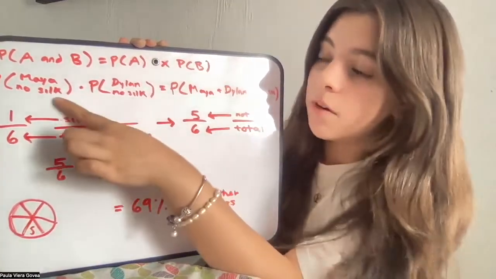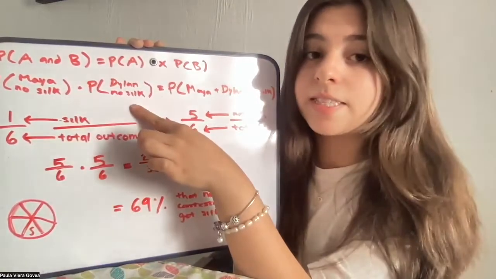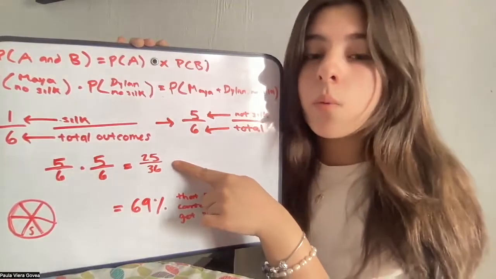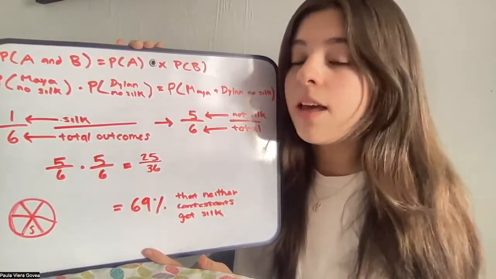If we multiply the same probability that Maya had times the probability that Dylan had, we will get 25 out of 36, which gives us 69% probability that neither of the contestants will get silk. Now that you have learned about the multiplication rule, we will go to Santiago, who will teach you about the addition rule of probability.